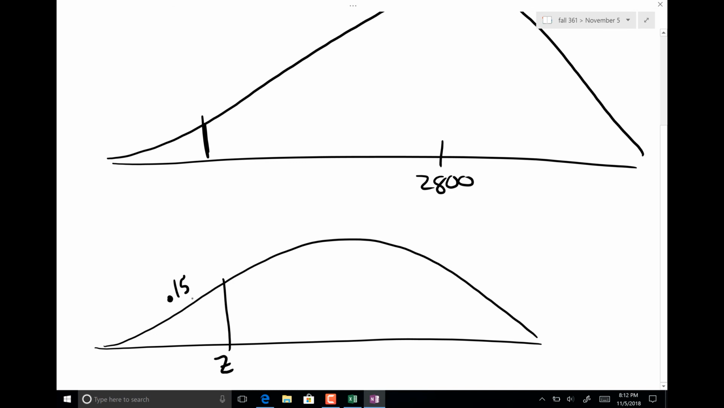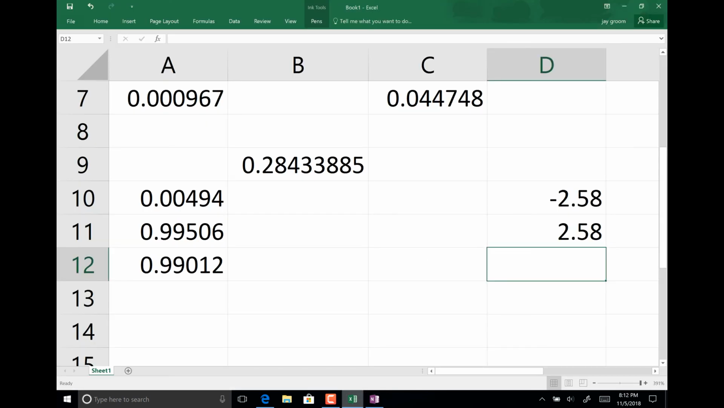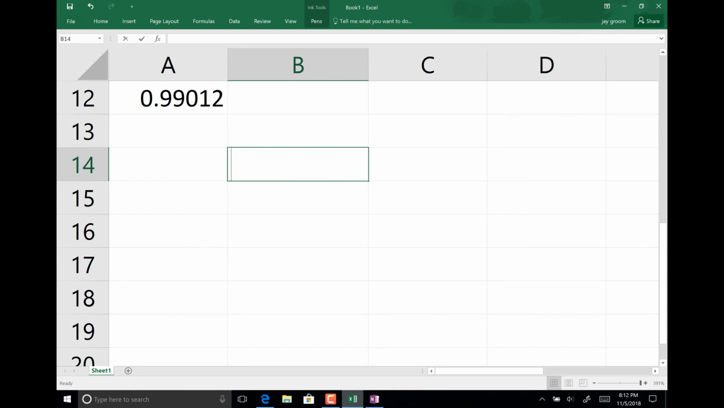Now, on the computer here, you're going to go equals NORM.S.INV. Oops, that's not onverse, inverse. There you go. And you're going to type in the probability that's in the lower tail. So in this case, 15%, yes? The probability that's less than, so 15%. Okay? Now be careful of that.